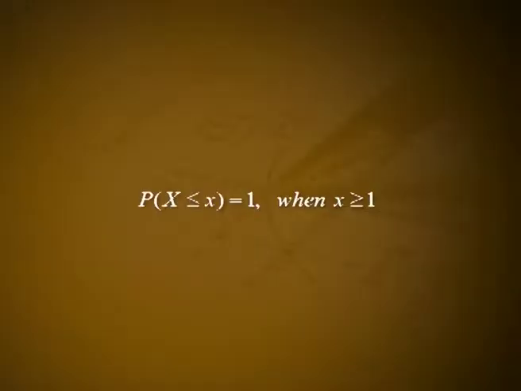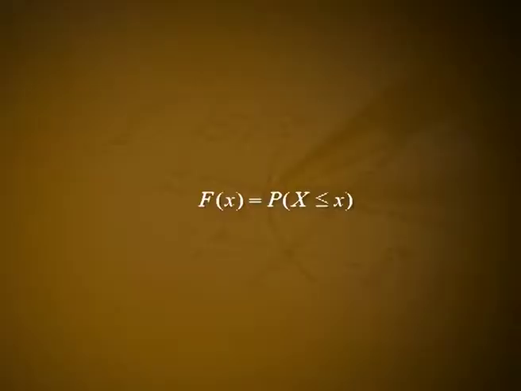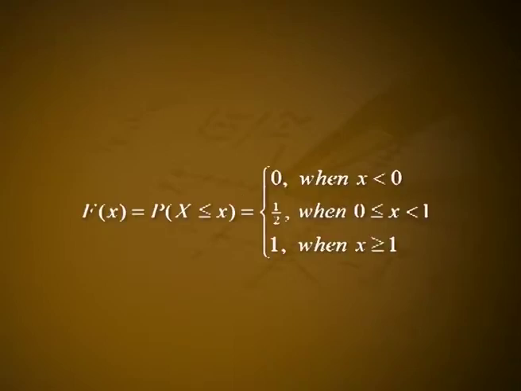There are no other values for X. Therefore, P(X ≤ x) = 1 when x ≥ 1. Hence, the cumulative distribution function of X, capital F(x) = P(X ≤ x), can be summarized as F(x) = 0 when x < 0, 1/2 when 0 ≤ x < 1, and 1 when x ≥ 1.